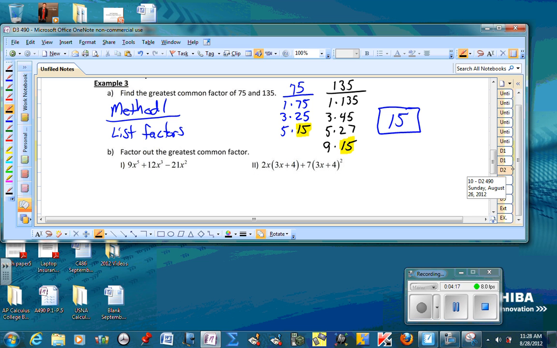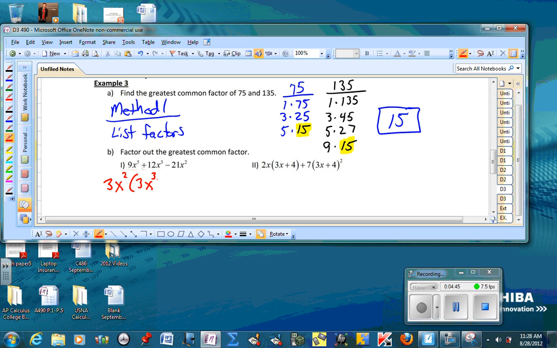Back to example 3 now. In part B, we're supposed to factor out the greatest common factor. So let's take a look at problem number 1. We have 9x to the 5th power plus 12x cubed minus 21x squared. Well, the greatest number we can take out of each term is 3. And the greatest variable we can take out of each term is x, 2 factors of x. Now, 3 times 3 is 9, and x squared times x cubed is x to the 5th power.